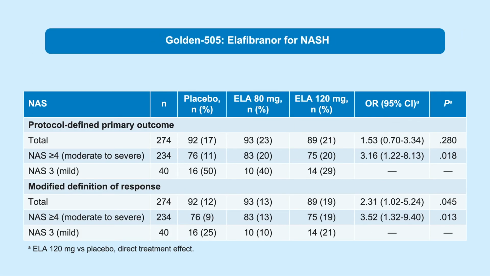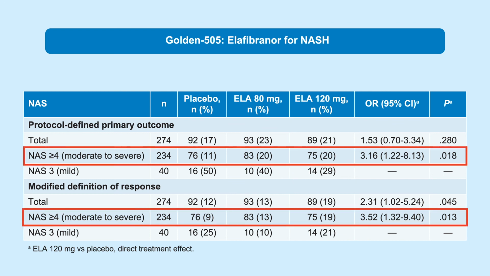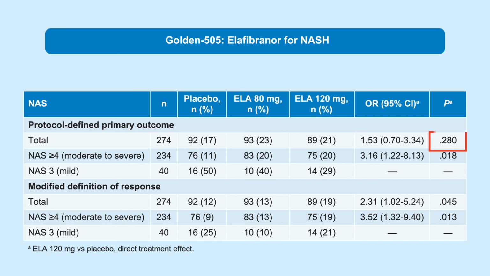The previously conducted GOLDEN-505 trial was the phase 2b trial that provided data as a rationale or justification for conducting a phase 3 trial. In that study, patients who were treated with the 120 milligram dose of elafibranor relative to placebo showed a higher rate of resolution of NASH, especially among the subgroup that had a NAFLD activity score of 4 or higher. However, per protocol analysis did not show a significant difference.